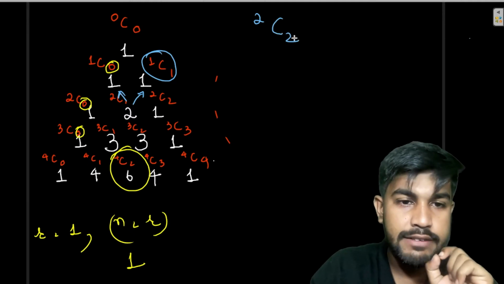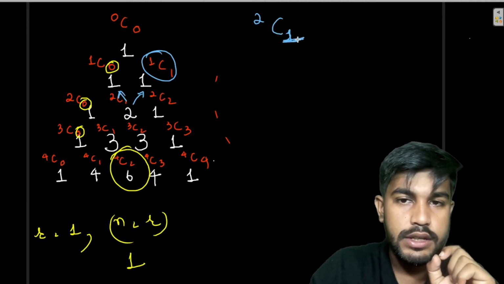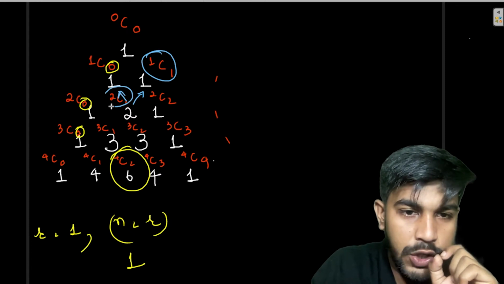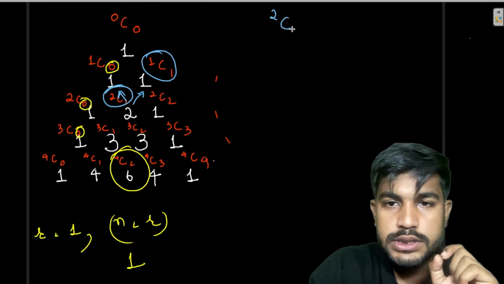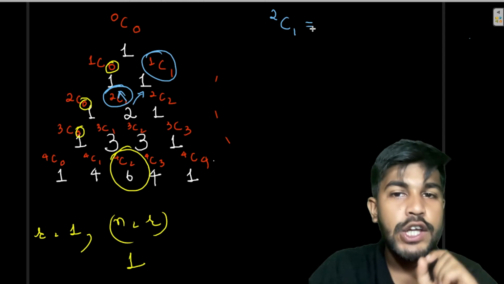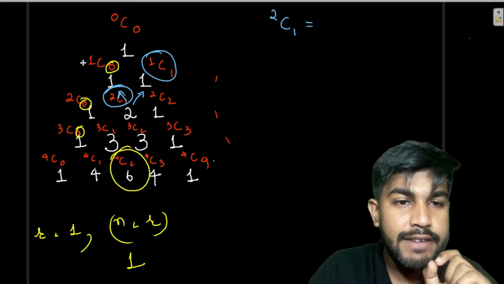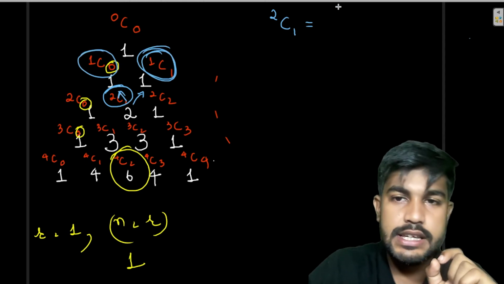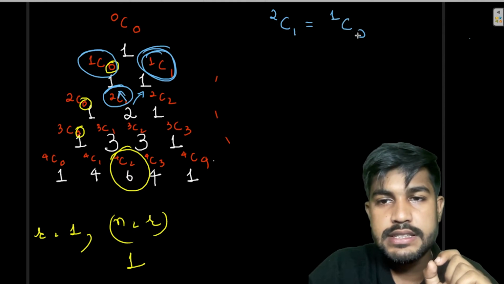Okay, we want to find the value of 2C1. Now suppose we want to find the value of this. So to have the value of 2C1, we need the value of this and this. So we would have 1C0 plus 1C1.